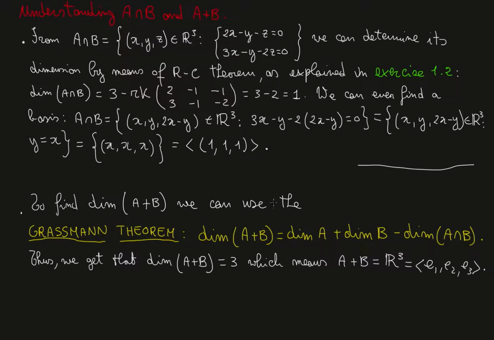Now here we can squarely apply the Grassmann theorem and derive the following result, that the dimension of A plus B is going to be equal to 3, because the dimension of A is 2, the dimension of B is 2, and we have just proven that the dimension of the intersection is 1. So 2 plus 2 minus 1 is 3. So being the dimension of A plus B 3, and being A plus B a subvector space of R3, that means that A plus B is going to be the whole R3.